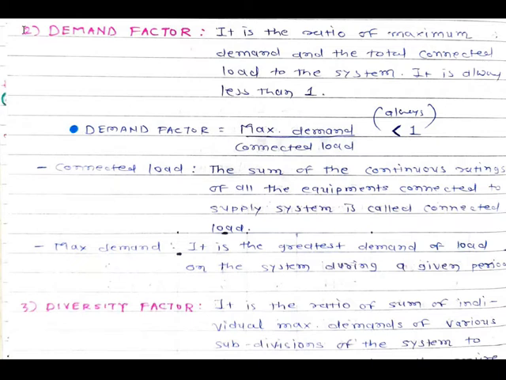It is also less than 1. Now connected load. The sum of the continuous ratings of all the equipments connected to the supply system is called connected load. So connected load is nothing but the total sum of all the connected loads of the particular system. And maximum demand is the greatest demand of the load on the system during a given period of time. So this is the maximum demand.